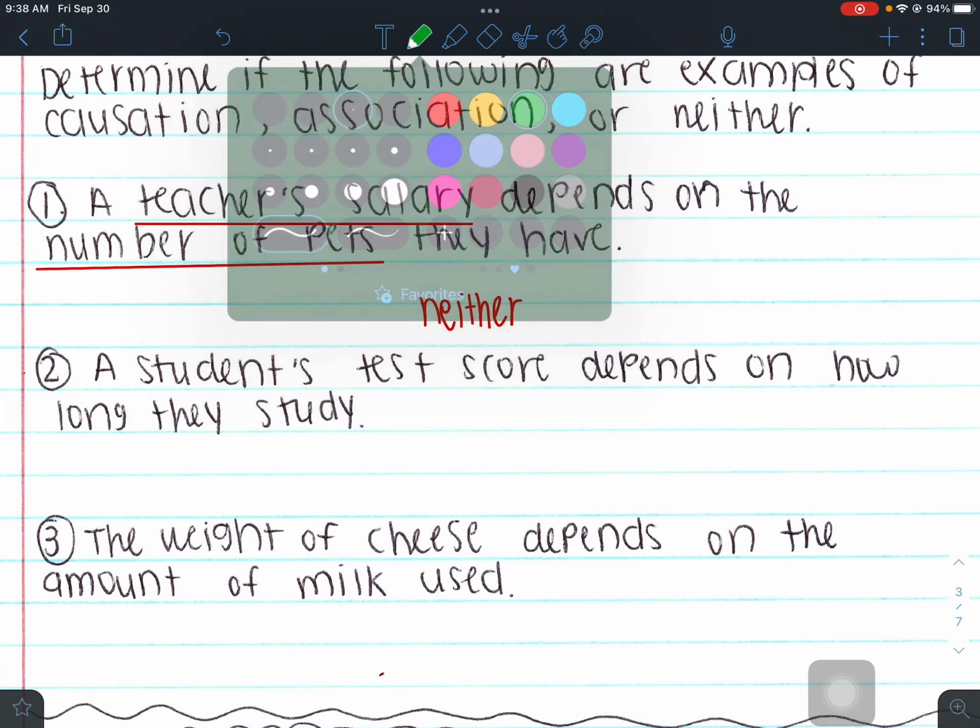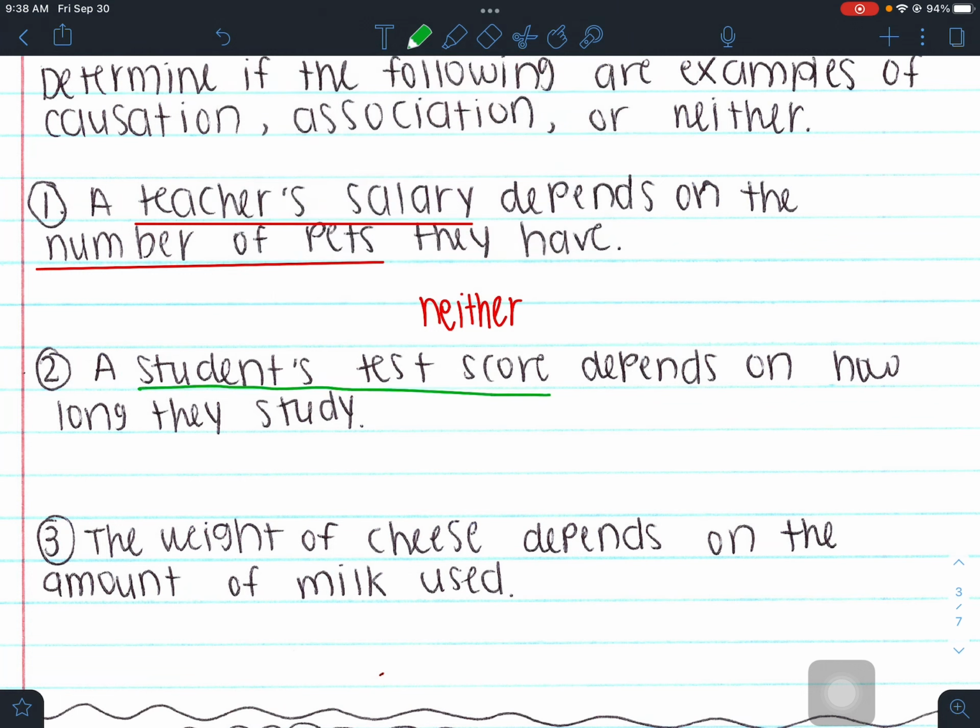Okay, a student's test score and how long they study. Well, again, we talked about this. The longer you study, typically you do have a better grade, but there's no guarantee. You studying does not cause you to make an A. So this is a situation where we have association.